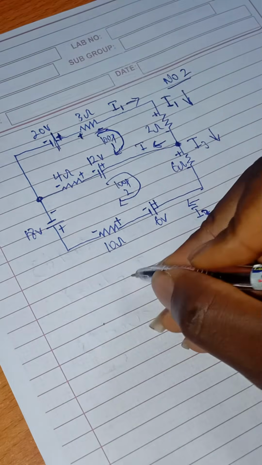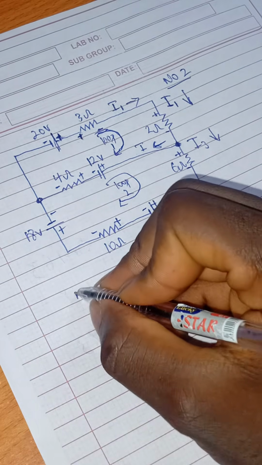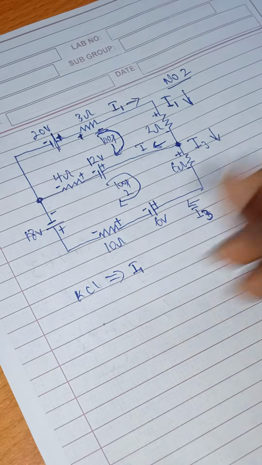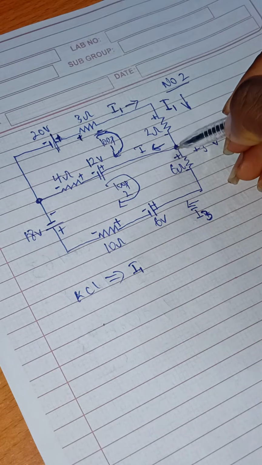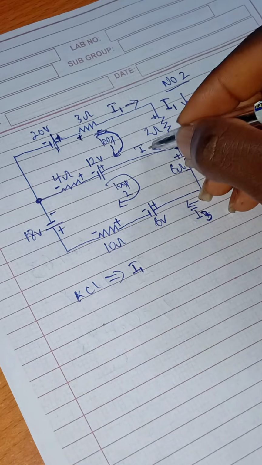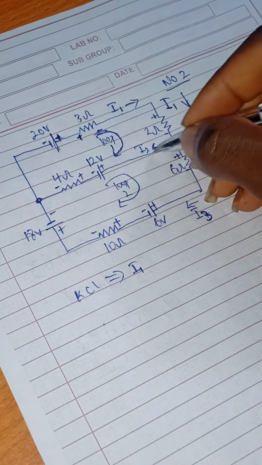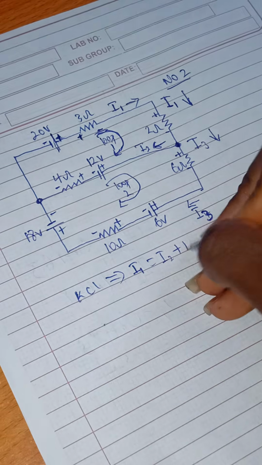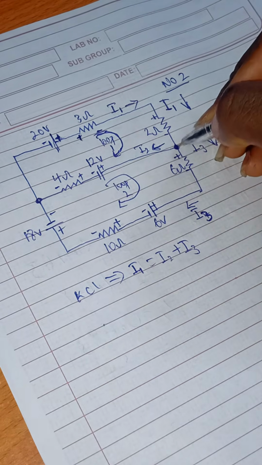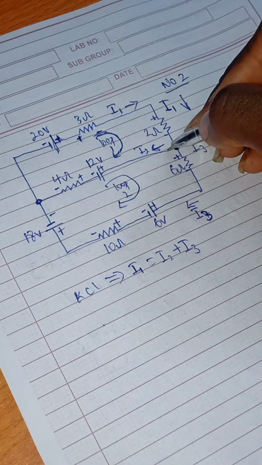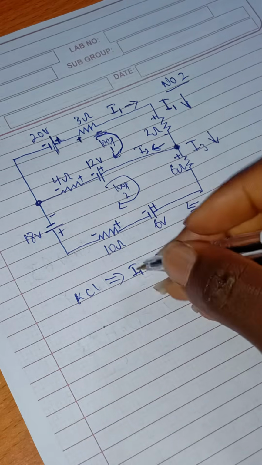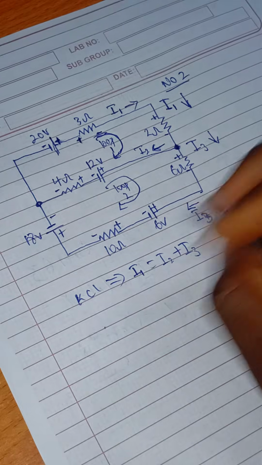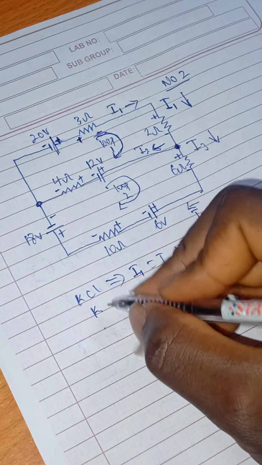Now let's move on. From our case here, we all know that current entering a junction equals current leaving the junction. I1 enters this junction, equals the current leaving the junction. I2 is leaving it, I3 is also leaving it. So I1 equals I2 plus I3. Current entering the junction equals current that leaves the junction. That's first. Now from our KVL.